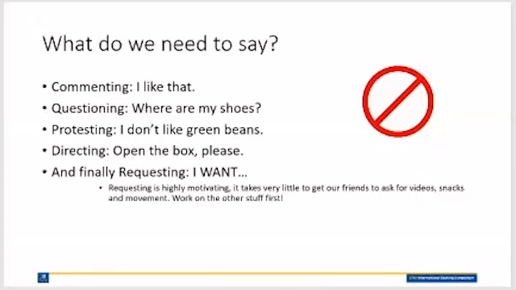I can comment, ooh, I like that jacket. I can question, where are my shoes? Hopefully they're right here still. I can protest that I don't like something that's around me. I don't like how you're stretching me. You can direct somebody, hey, can we do the left side first? And finally, requesting, because there's a lot of things I want.